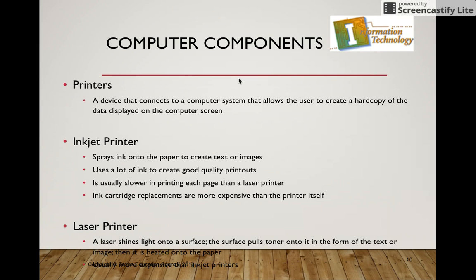Other computer components are printers. A printer is a device that connects to a computer system that allows the user to create a hard copy of data displayed on the computer screen. And this is the first output device that we're really touching on. And then there are two main types of printers out there.